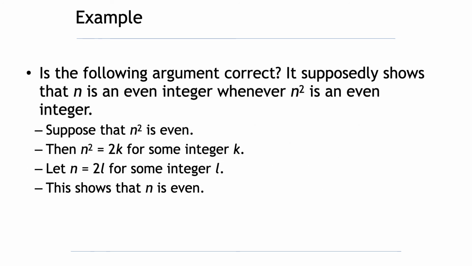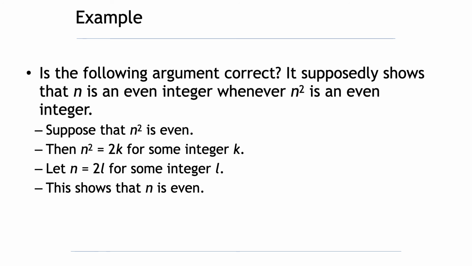Let's see another example. Is the following argument correct? It supposedly shows that n is an even integer whenever n squared is an even integer. Suppose that n squared is even, then n squared is equal to 2k for some integer k. That's the definition. Now the next step says let n equal 2l for some integer l. This shows that n is even.